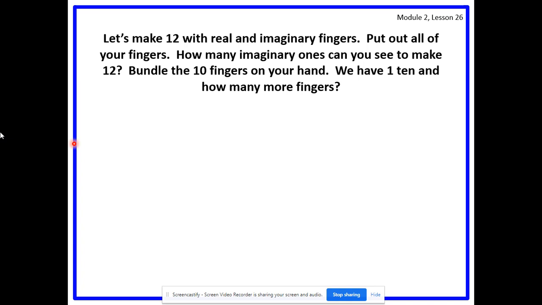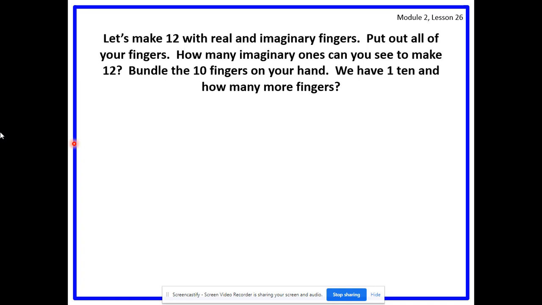Now, let's make 12 with our real and imaginary fingers. For this, we really need to use our imagination. Are you ready? Put up all your fingers. How many imaginary ones can you see to make 12? Well, we only have 10 fingers, right? So how many imaginary fingers do we need to make 12? How many more fingers do we need? Get ready. Yes, we need 2 more.